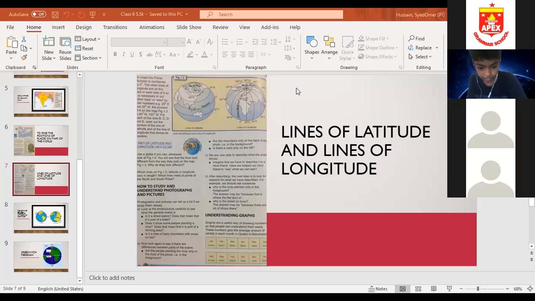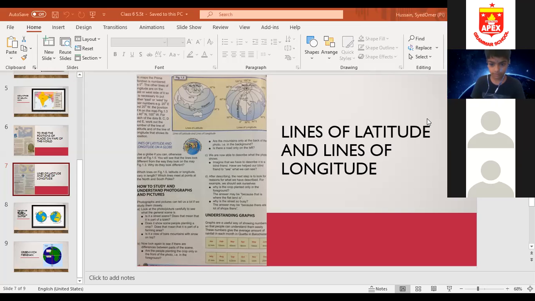The position of A on the map, figure 1.3, is 40° north, 100° west. For each of the dots B, C, D, and E, work out the number of the line of latitude and of the line of longitude that shows its position.